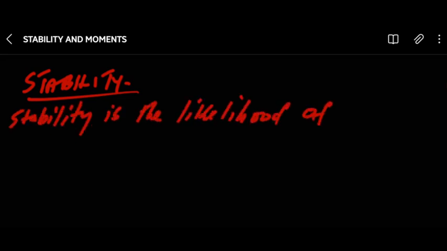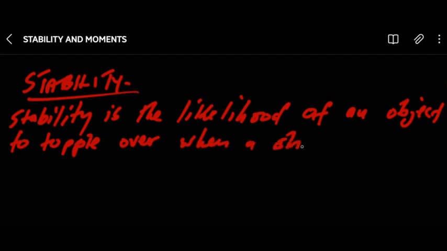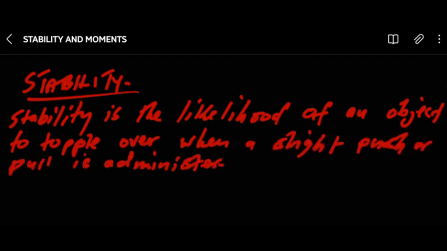So this time we are dealing with stability and moments. We'll start with stability. Stability is the likelihood of an object to topple over when a slight push or pull is administered.